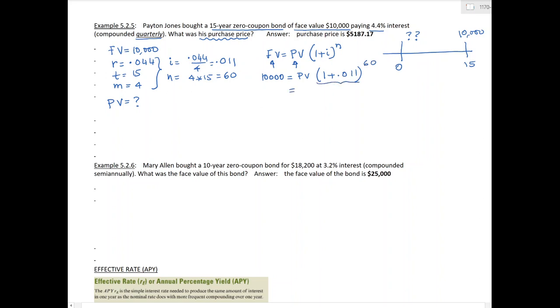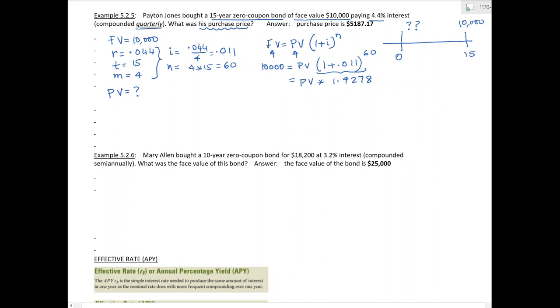This number you can find using your calculator, and if you do it, you're going to get 1.9278. Let's keep 4 decimals accuracy, and therefore PV would be 10,000 divided by 1.9278, and that gives us 5187.17.